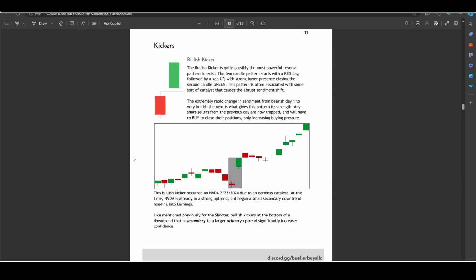But the bullish kicker here. So this is again another one of my favorites. It's just so powerful. The bullish kicker is quite possibly the most powerful reversal pattern to exist. The 2-candle pattern starts with a red day followed by a gap up, with strong buyer presence closing the second candle green. This pattern is often associated with some sort of catalyst that causes the abrupt sentiment shift.